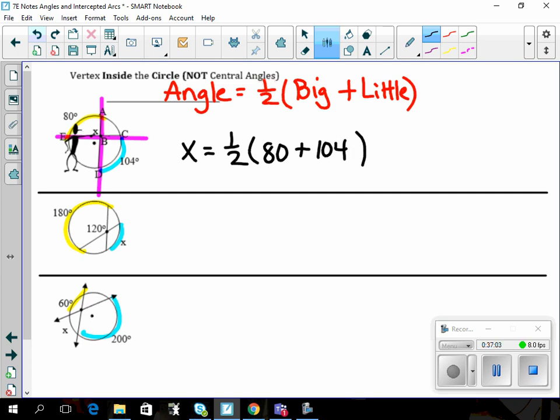Great. So what's half of 184? 92. So this angle is 92 degrees.